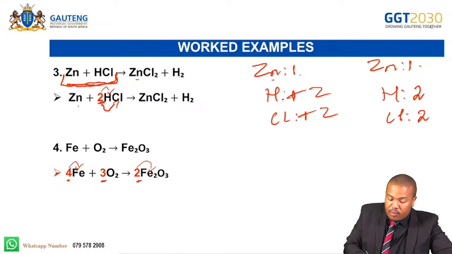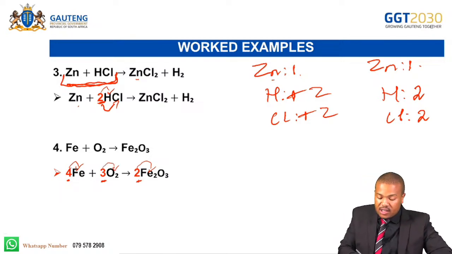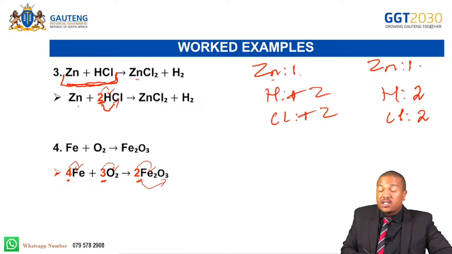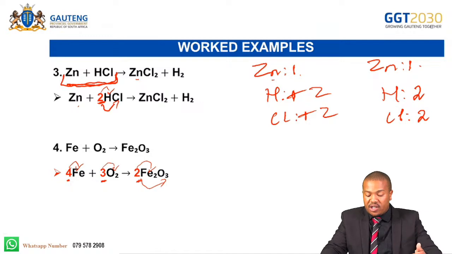This 3 that we have put here multiplies these 2 oxygens to give us 6 oxygens, and this 2 also multiplies these 3 oxygens to give us 6 oxygens, right? Then the whole equation balances again, right?